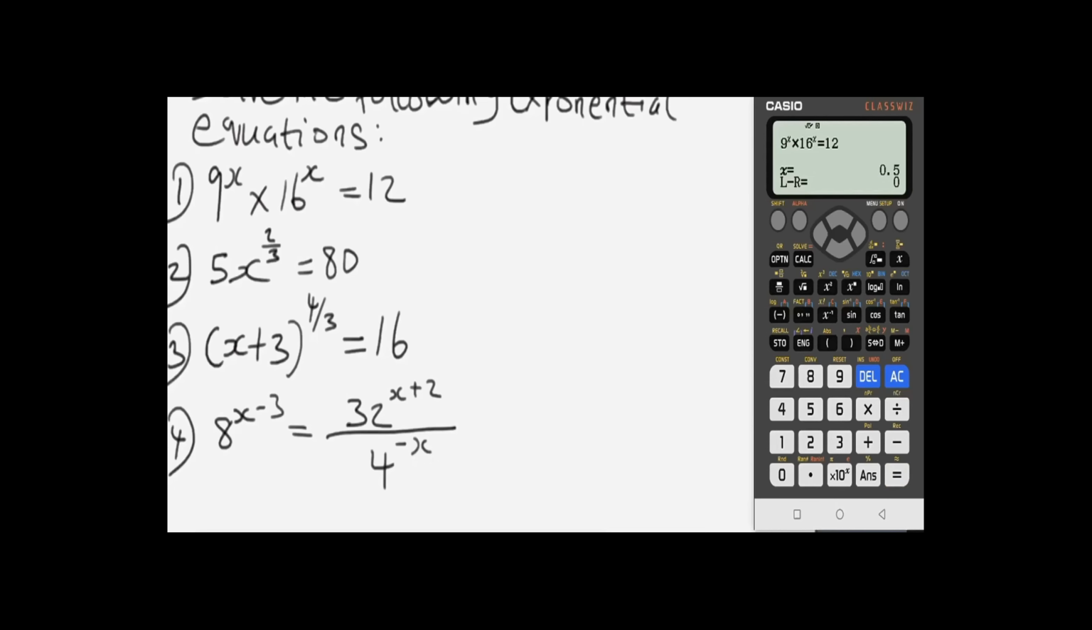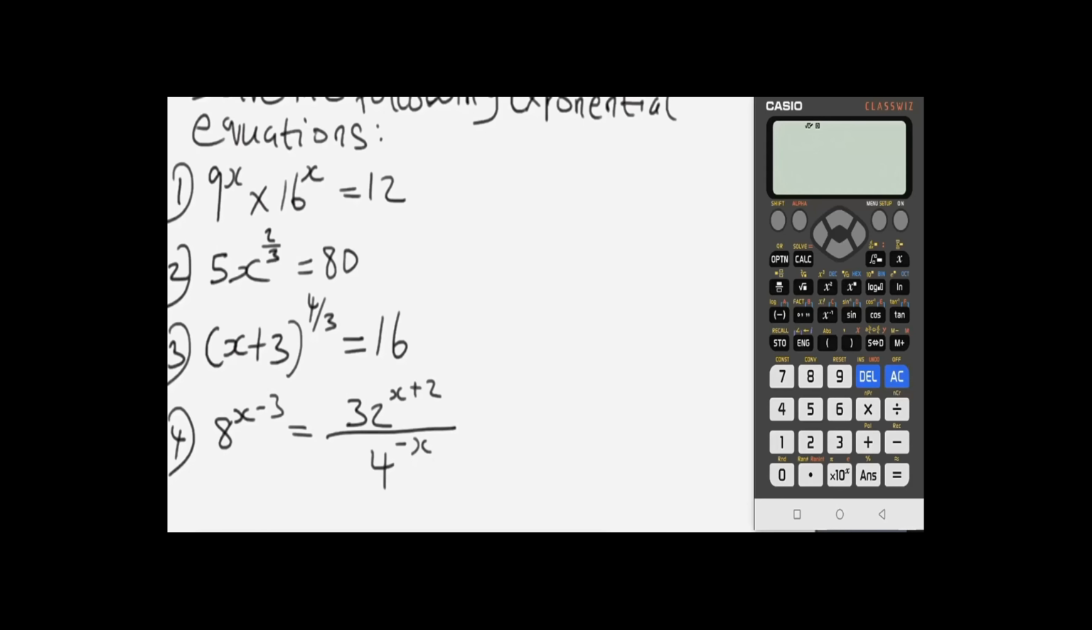So you see, we have the output to be 0.5. So that's the answer to this question. X equals 0.5. It's as simple as this. So let's solve question 2.